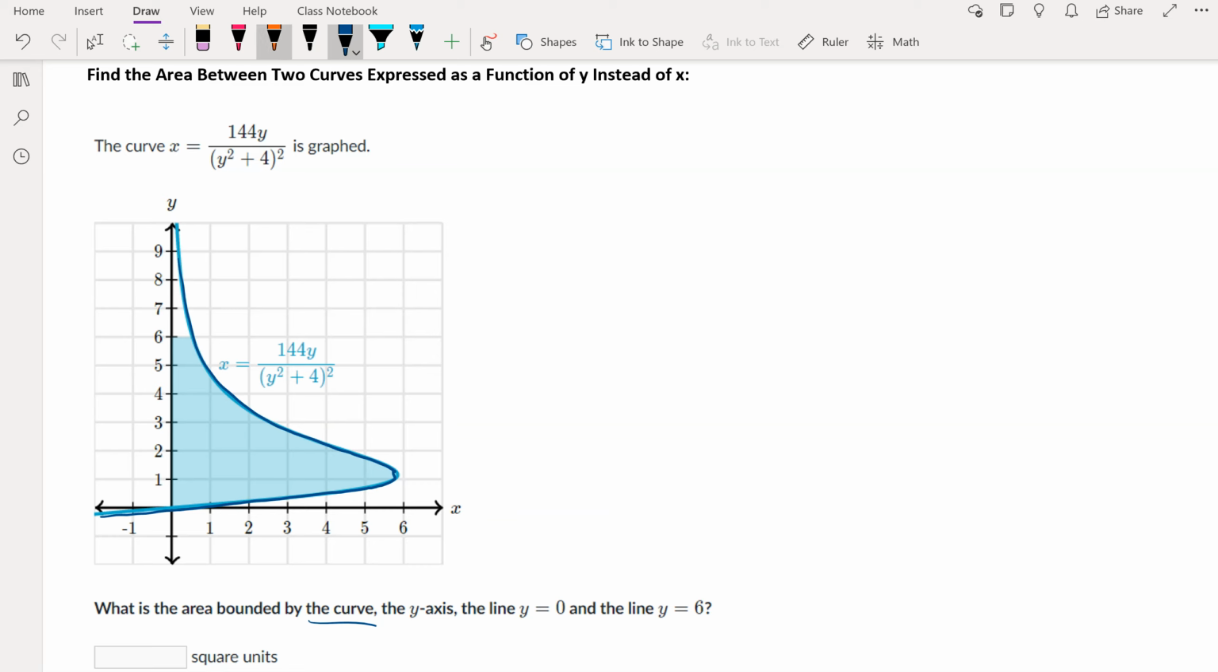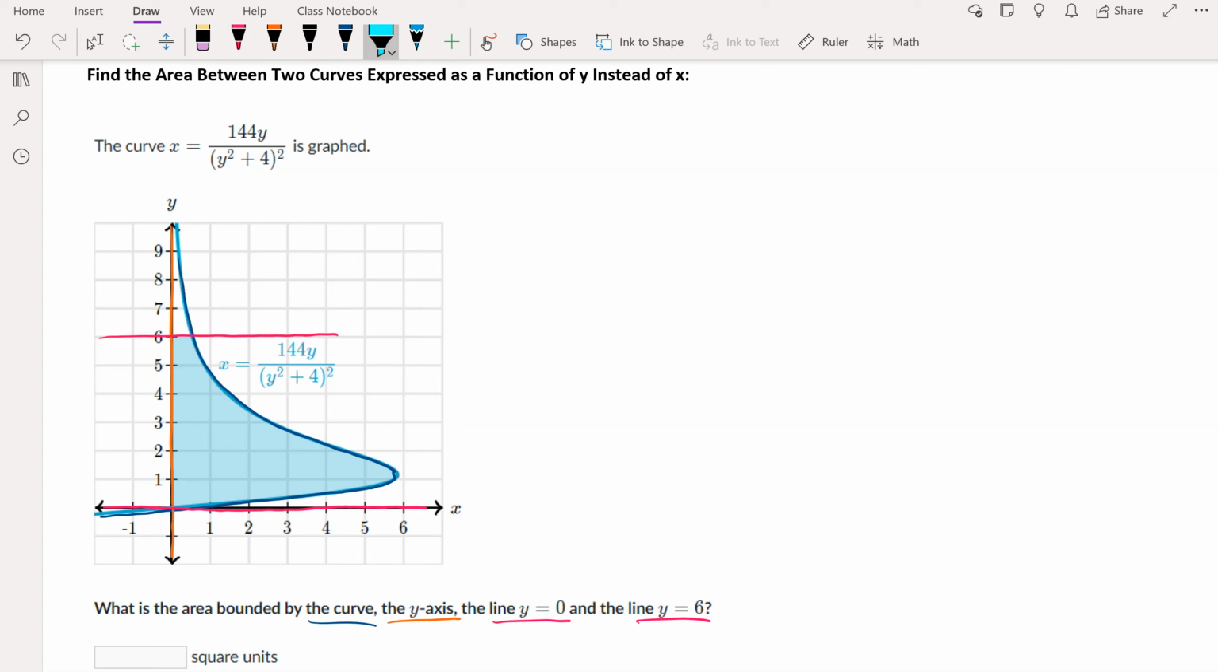The y-axis is my next boundary, the y-axis. So I'm going to mark that in orange. Here's the y-axis. The line y equals 0. So the line y equals 0 is actually your x-axis. This is where y equals 0. And then the line y equals 6. That's this line. Well, if we were going to draw the whole line, that would be this line, right? And that's how they got that blue shaded region.